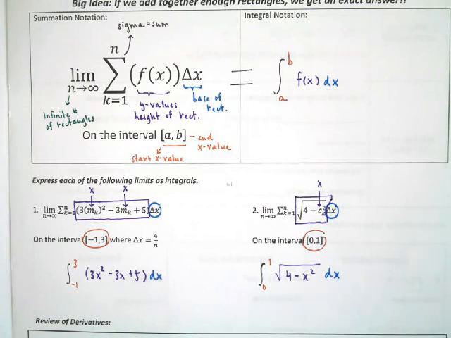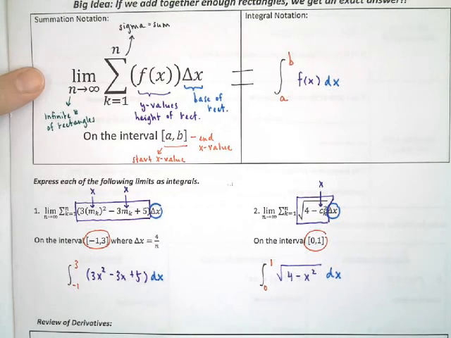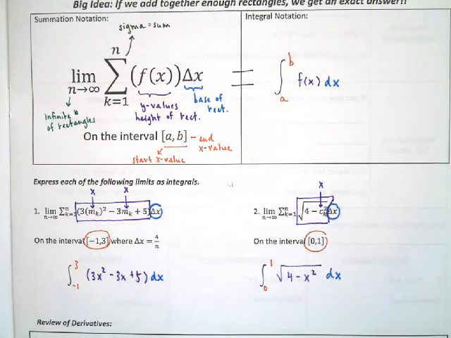Okay, so the big idea there is just realizing that these two things mean the same thing. We're just talking about adding up that infinite number of rectangles so that if we were able to do so, we would get the exact value of the area under that curve.